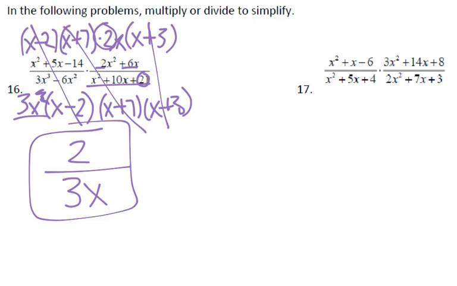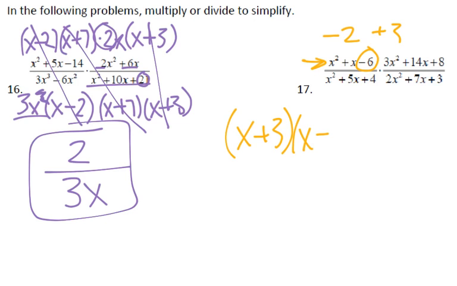Okay, number 17, some more factoring. So that one would be factors of negative 6 that add up to positive 1 would be a negative 2 and a positive 3. So x plus 3 times x minus 2 over factors of 4 that make 5, x plus 4 times x plus 1.